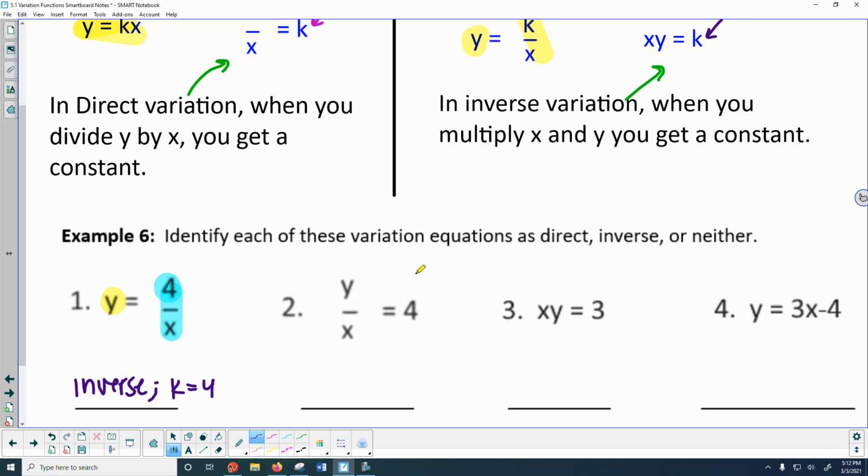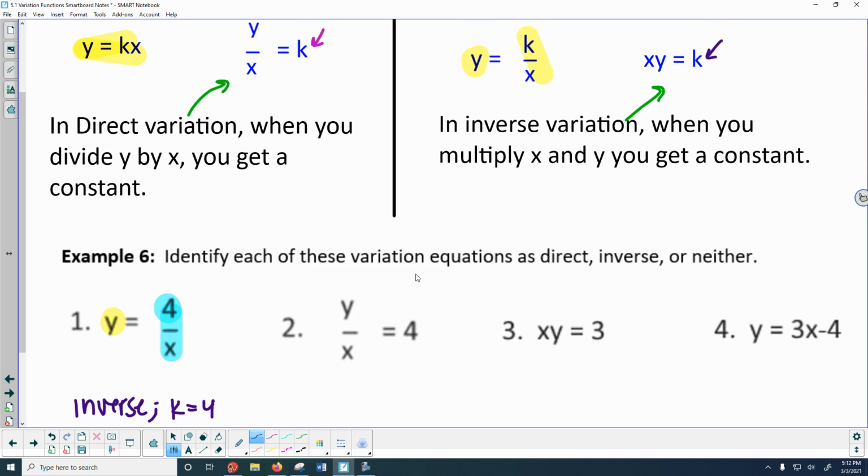In number 2, is this inverse, direct, or neither? Well, this is in the form where the number is being solved for. We have 4 solved for this. So what I might do is I think it's probably easier to move x back over, and this is equivalent to y equals 4x. Well, that is a number times x, so this is direct. And in this one, this also indeed has a k value of 4.